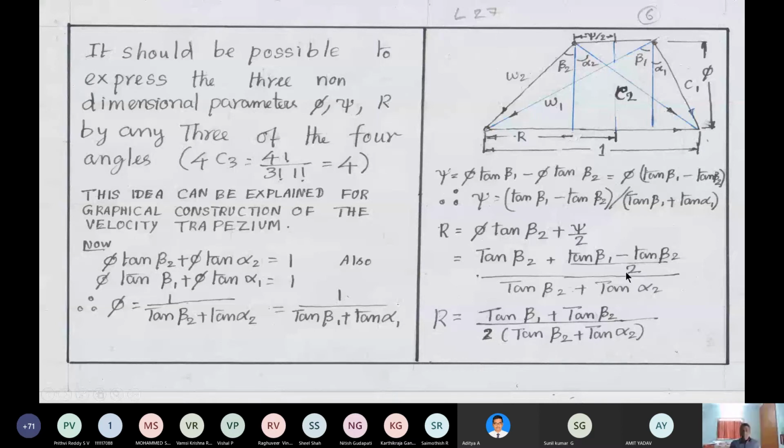So in general, you can express any of these parameters by any 3 angles. So you can see how many combinations it will be possible. So if I ask you to find out the expression where psi is represented by alpha 1, alpha 2 and beta 2, you should be able to do that. Simple trigonometry only, and a little bit of understanding of the combined velocity trapezium.